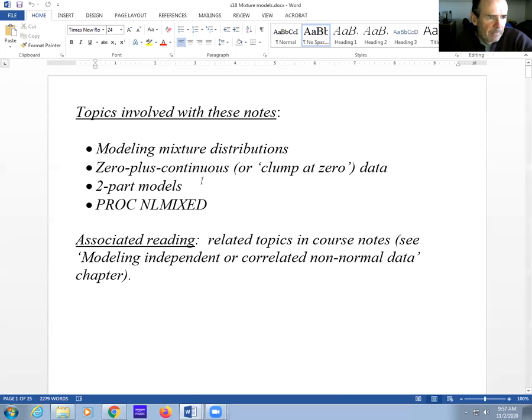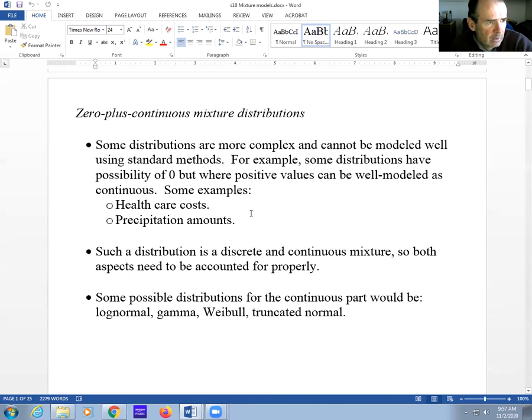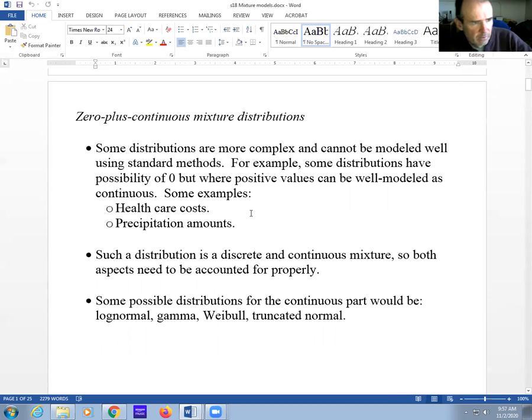And you can mix different types. You could have a mixture of discrete distributions. You could have a mixture of continuous distributions, or you could mix a discrete and a continuous distribution. And that's what we're going to talk about here. Specifically, we're going to talk about 0 plus continuous, because you see this a lot out there, and you may come across it if you're dealing with healthcare costs. You know, if you work at the VA, they do a lot of research on healthcare costs.